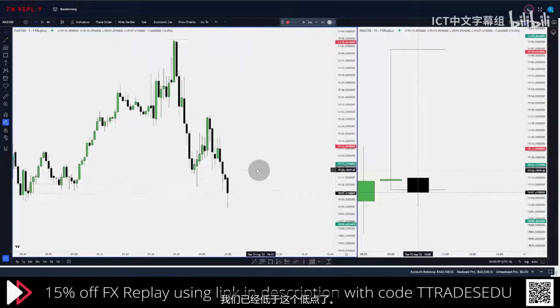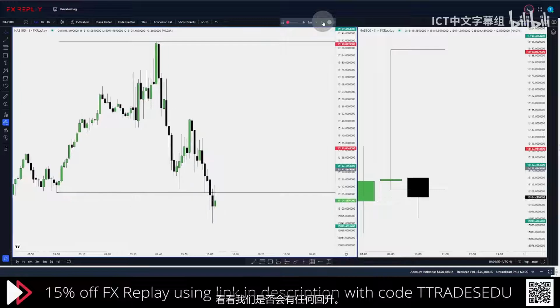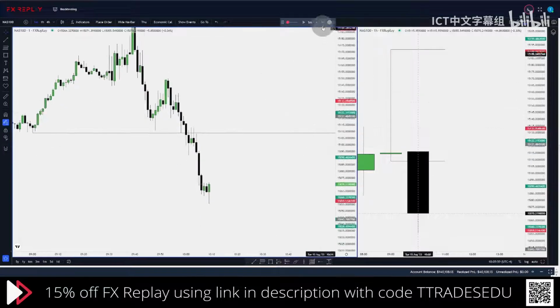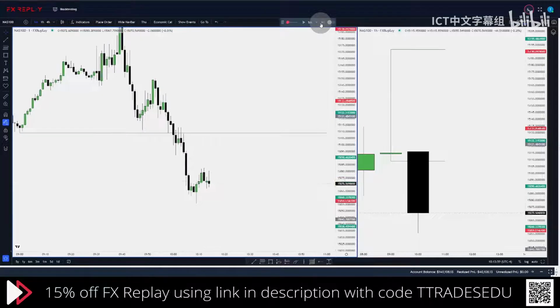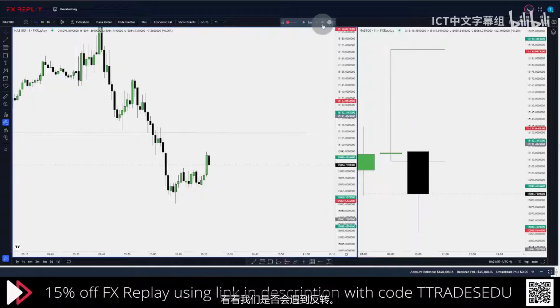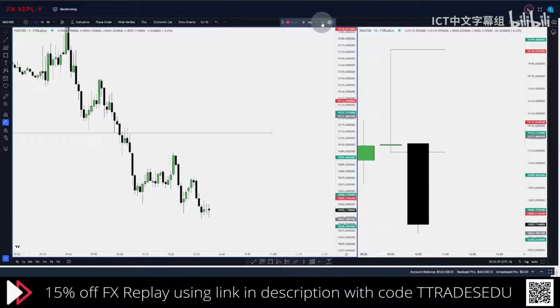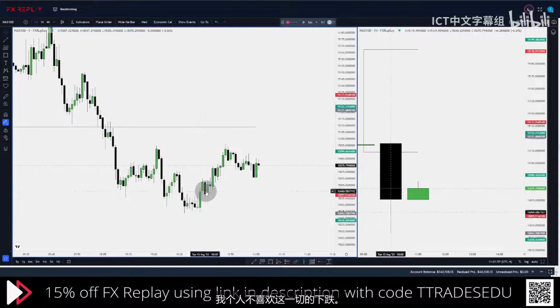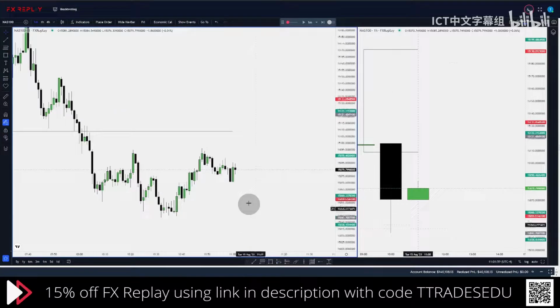We already are below this low. Let's see if we get any move back up. Does not look like we're going to come back up, but we'll see. Consolidation. Let's see if we get met with a reversal here. And there we go at our 11. I don't personally like all this down here. I suppose I could have went for something there.